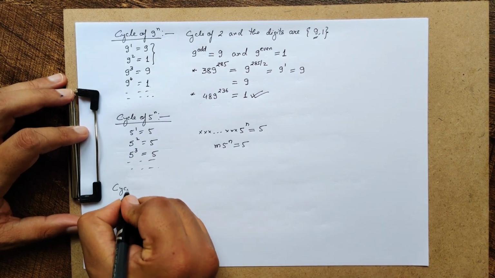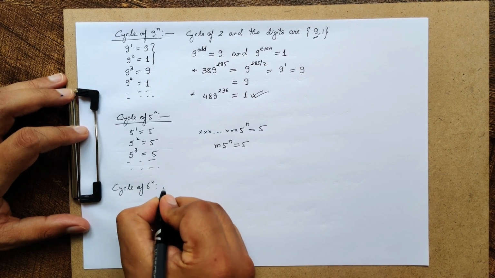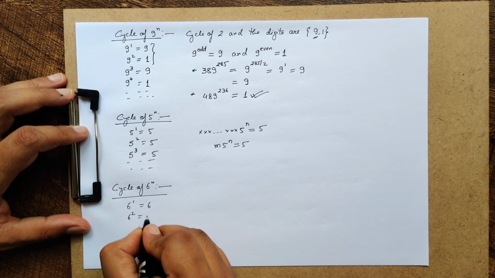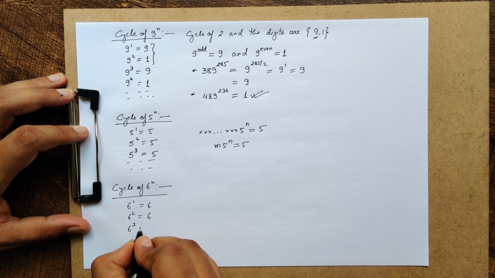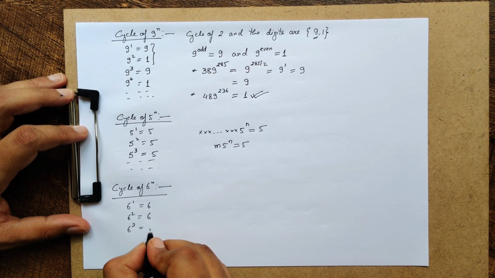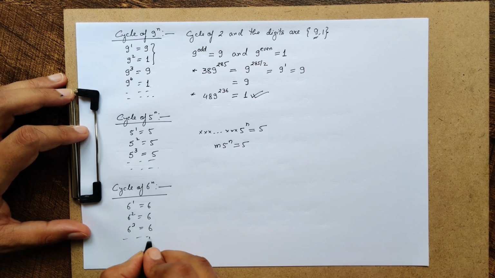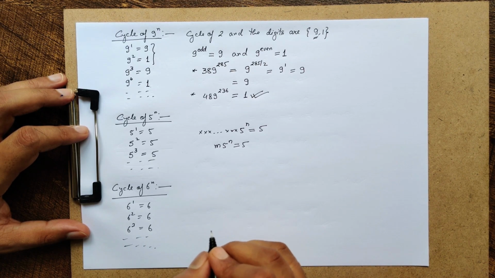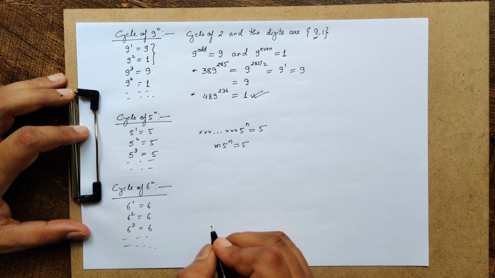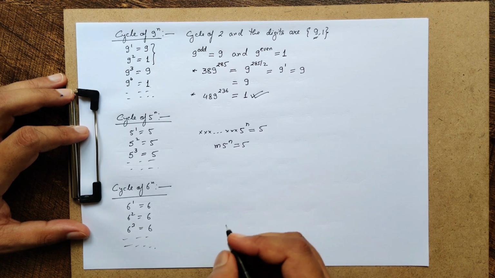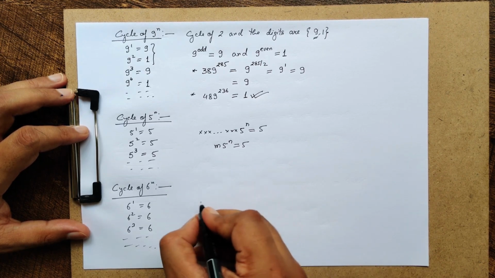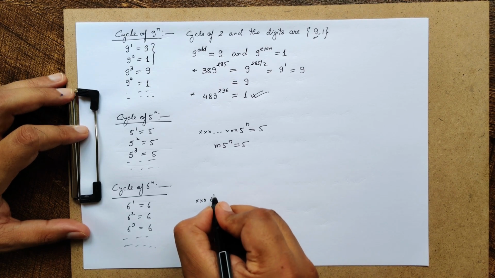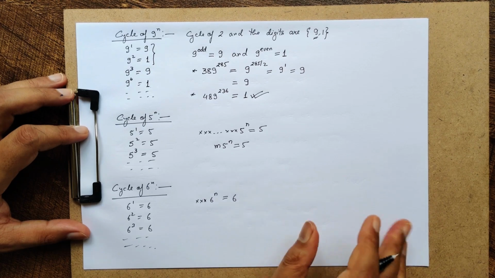Similarly, let's see cycle of 6. 6 to power 1 is 6. 6 square is 36. So again 6. 6 cube is 36 into 6. So 6 into 6 is again 36. So unit digit is 6, and so on. So similarly, for any given number where the digit at the units place is 6, the power of anything, the value will always be 6 at the units place, right? So any number ending with 6 having any power will always have 6 at its units place.